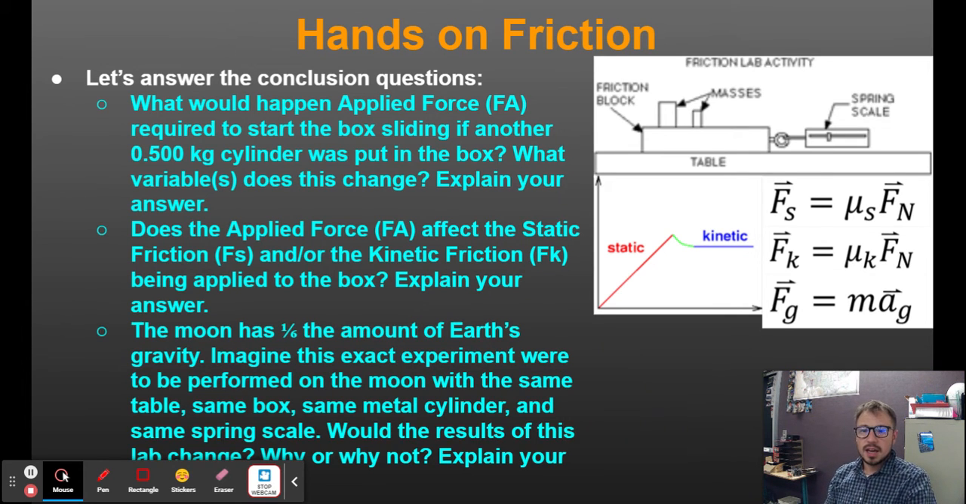to prevent it from sliding. And this last one, the moon has 1/6 the amount of Earth's gravity. Imagine this exact experiment were to be performed on the moon with the same table, same box, same metal cylinder, and same spring scale. Would the results of this lab change? Why or why not? Yes, they would change, because that would change that normal force, how hard those surfaces are being pressed together.